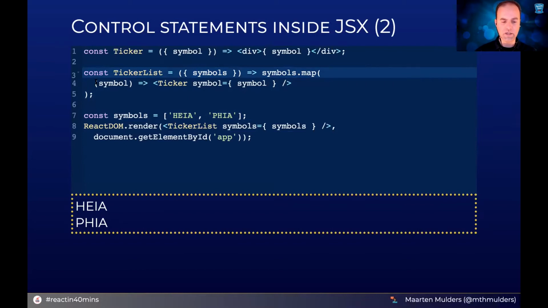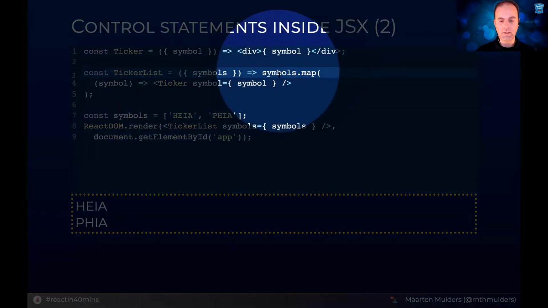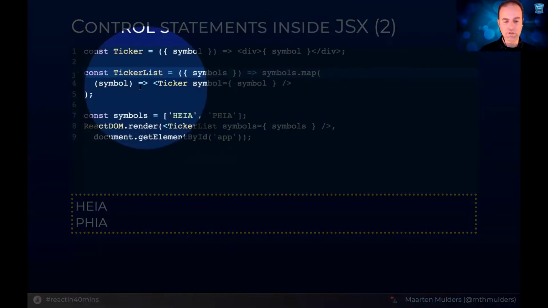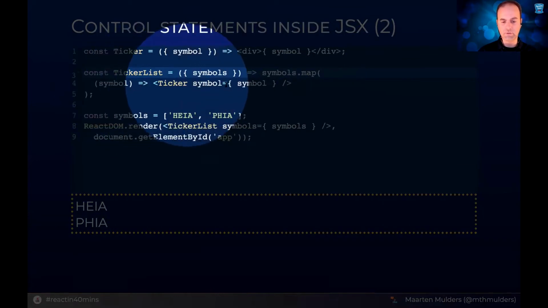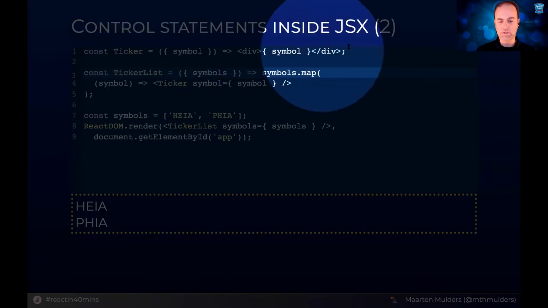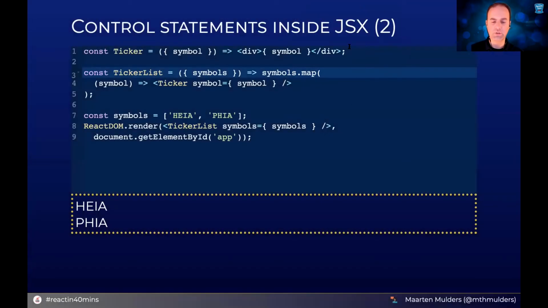And that means that for every element in the original symbols list, I'm going to run that function. And that function is transforming the value into a new element. The element refers to the ticker component up there, which just prints out the symbol, nothing too special, but it shows that we can iterate over a list of items and then render something for that item in the list. And this is very powerful if you're building web applications that show a list of data, then this is a very common pattern to apply.